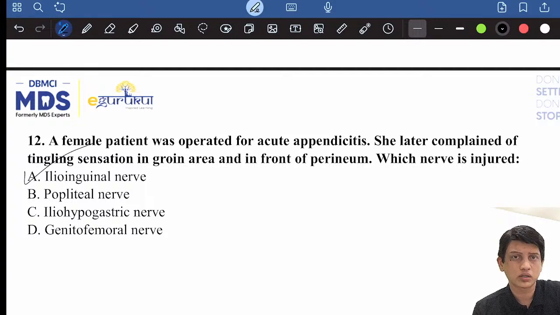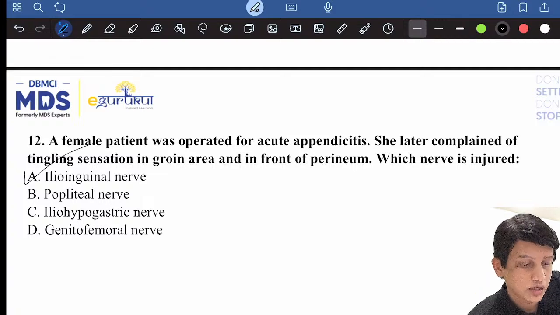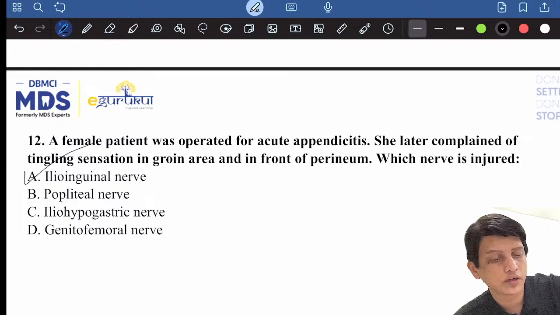So the answer is: in appendicectomy, the nerve that can be injured, causing loss of sensation in the groin or perineum region, is the ilioinguinal nerve. Hope it's clear. Yes, I have explained it. If you want more explanation, let me know. Or is it clear?